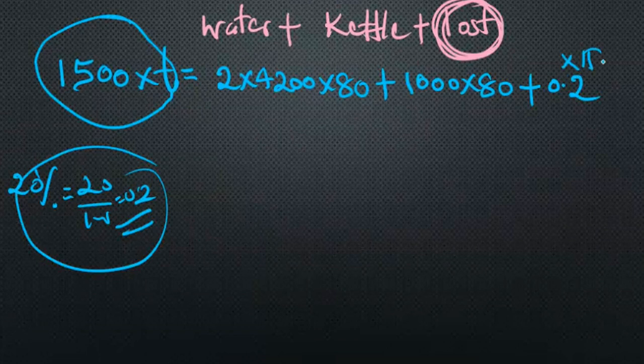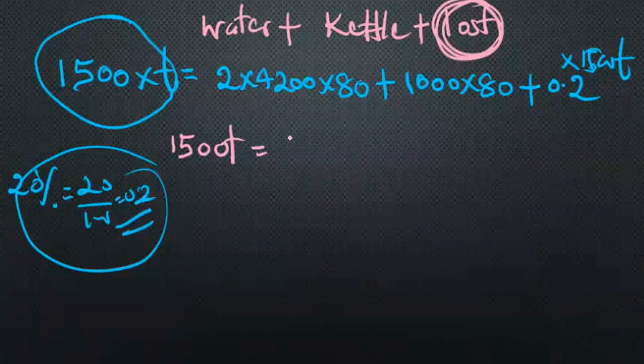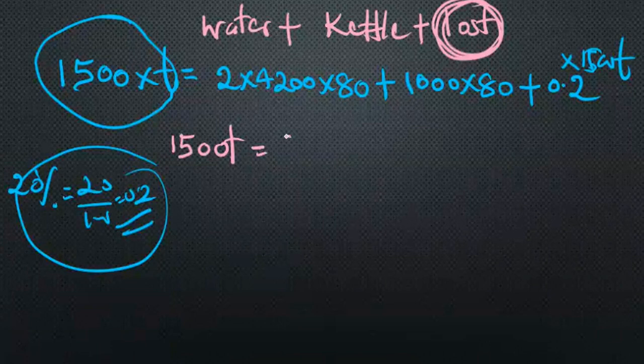Right. Now we have the equation. So let's simplify it. 1500 T equals, so when we multiply this value, 2 into 4200 into 80, we are getting 672 into 10 to the power 3. Right, here we get 1000 into 80, that is 80 into 10 to the power 3.